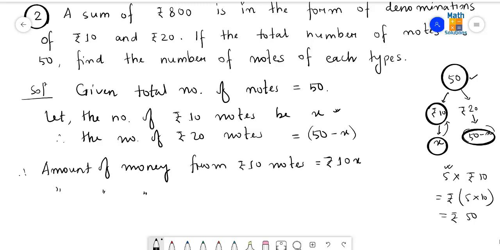I have to multiply rupees 10 with this number of notes, means rupees 10x. Similarly, the amount of money from rupees 20 notes will be equal to rupees 20 multiplied with the number of rupees 20 notes. That means 20 into 50 minus x. So let's keep it as it is. After this, we are given in the question that the total sum of money is rupees 800.